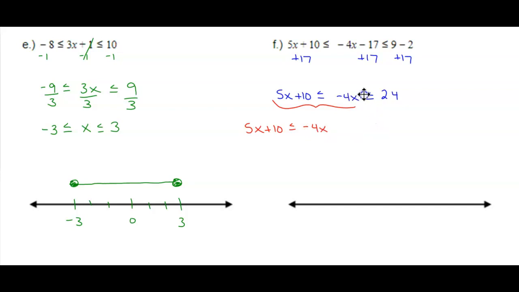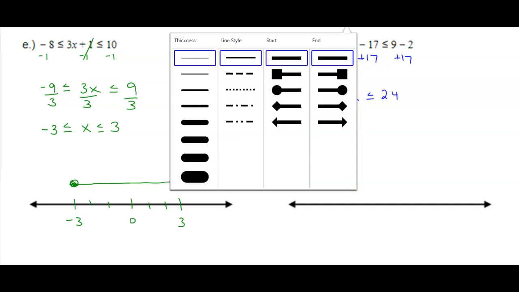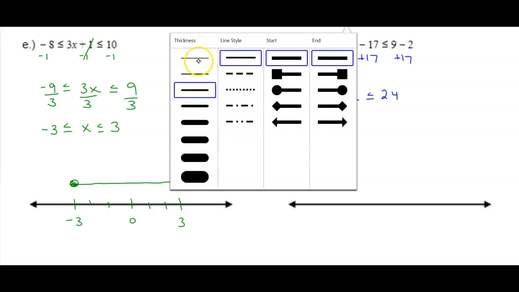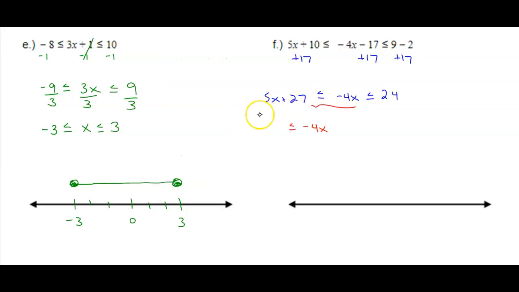And then this one that's on the right, oh my gosh, that shouldn't have been a plus 10. I am realizing this is a mistake and I'm too lazy to edit this video. I'm going to go back. That should have been 5x plus 27. Makes a lot more sense. I would have had really ugly numbers, which is okay, but not in this video. So rewrite this as 5x plus 27 is less than or equal to 4x. And then this one on the other side, negative 4x is less than or equal to, and that was positive 24.